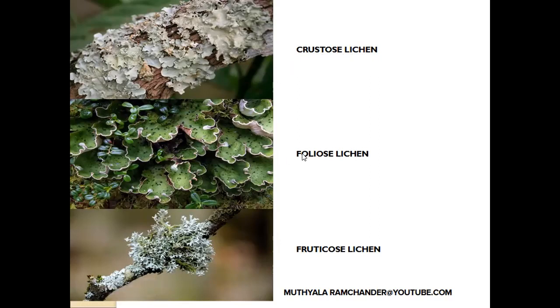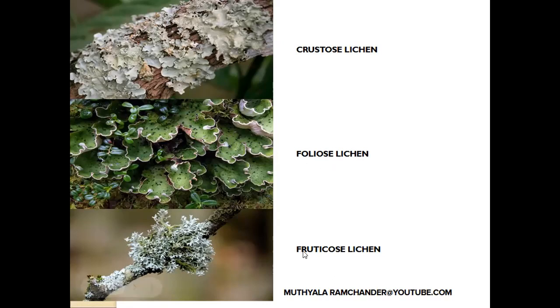The next one is foliose lichen. Foliose means a leaf-like structure. They show a dorsiventral structure, with the dorsal side completely green in color. It participates in photosynthesis. The dorsal side looks like a leaf, and a leaf structure is called foliose. Foliose lichens contain the photobiont at the dorsal side and the mycobiont at the ventral side. Since they look like a leaf-like structure, we call them foliose lichens.